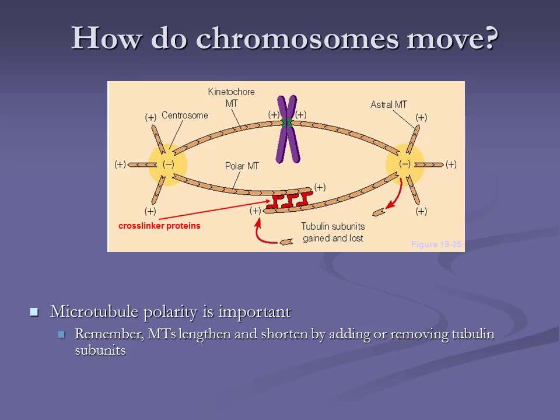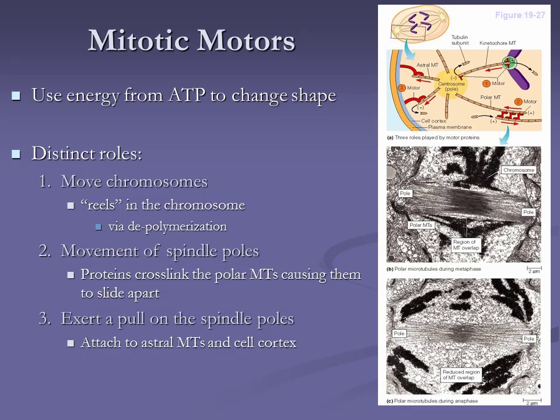Think about these like extending one of those telescoping poles. So we're going to extend this pole from the middle and push out further and further. Here, we're reeling in by taking off so that we can separate these two and pull them in opposite directions. See how that works? So that's the engine that's going to drive moving the chromosomes and moving the spindle poles with our polar microtubules and with our kinetochore microtubules.